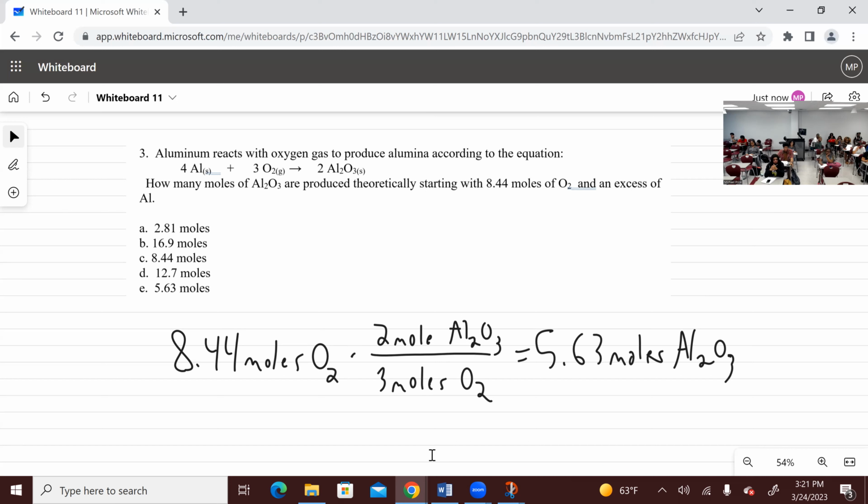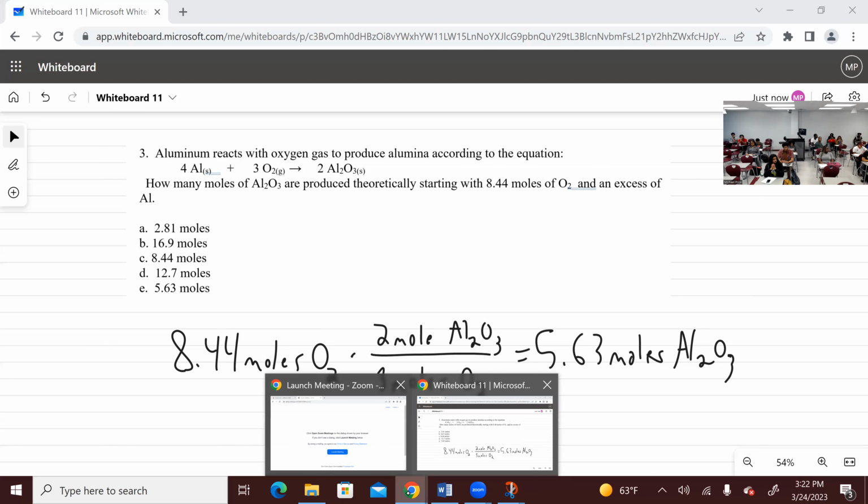Y'all see how I'm doing this, right? So like I said, in a full stoichiometry problem, they would not give you moles of oxygen, they would give you grams of oxygen. You'd have to convert grams to moles, do the stoichiometry, get the moles of alumina, then convert moles of alumina to grams of alumina. That would be a full stoichiometry. The grams of alumina would be your theoretical yield. That's how much you're supposed to get theoretically.